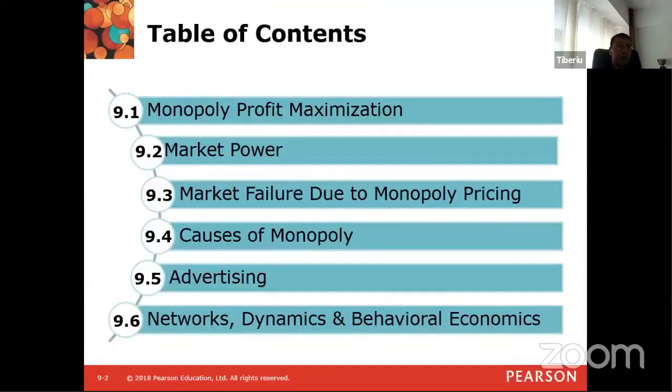Monopoly profit maximization, market power, market failure due to monopoly, causes of monopoly, advertising, networks, dynamics, and behavioral economics.